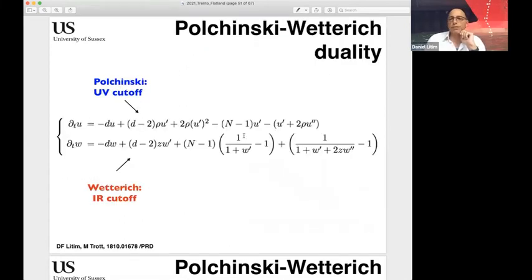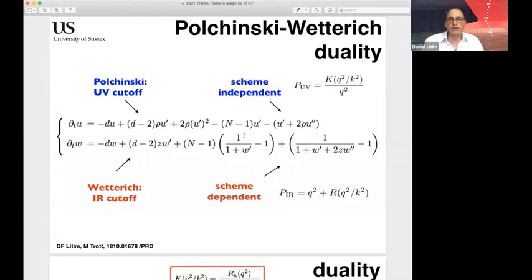So one small technical remark. In fact, there is a Polchinski-Wetterich duality between these two formulations of the model, which is rather intriguing because it's well known that the Polchinski equation in the approximation relevant for this study is completely independent of the RG scheme, whereas the Wetterich equation isn't. And so a priori, you wouldn't expect that they are related in any way. Moreover, the one has a UV, the other an IR cutoff. So why should they at all be related or carry the same physics?